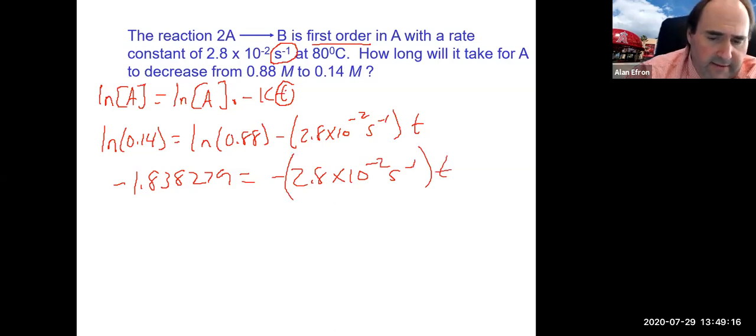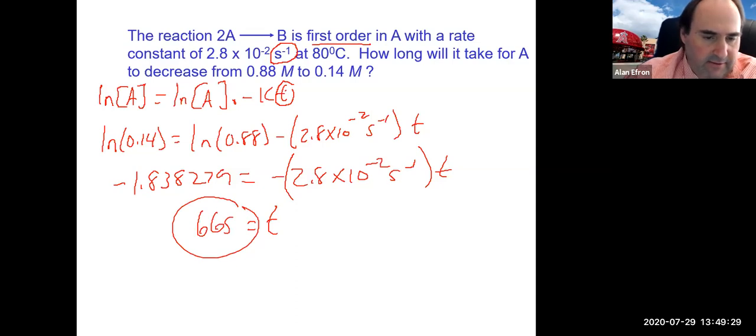times t. We're going to divide k to the other side, and not forget the negative sign that will come along with it. And we will end up with a time of about, we'll call it 66 seconds in this particular case, just over a minute in terms of how long it will take that to occur. Any questions on that calculation there?